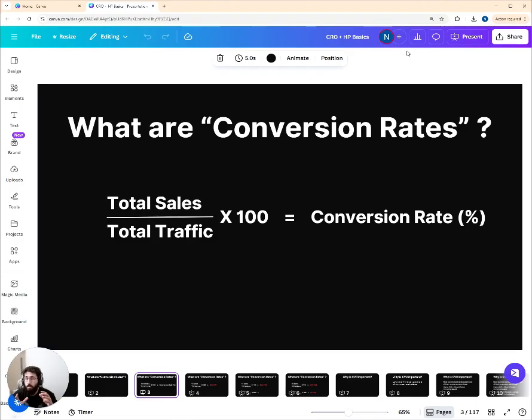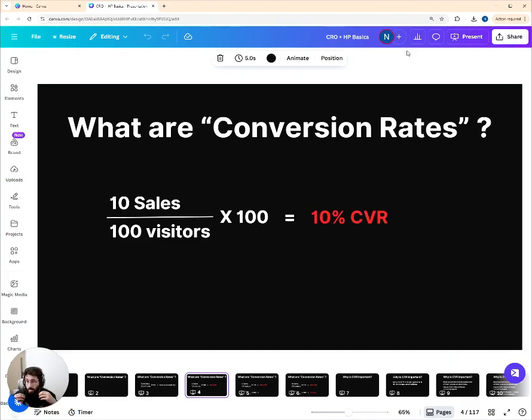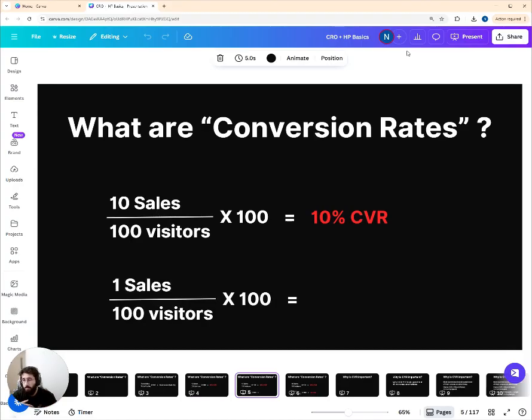In a nutshell, conversion rates are essentially the percentage of traffic that actually makes a purchase. And here's how you calculate it from a mathematical point of view. Now, that means that if you make 10 sales and 100 people visit your website, you have a 10% conversion rate, because 10% of everyone that visited your website made a purchase. Similarly, if you have one sale with 100 visitors, that means you have a 1% conversion rate, because out of the 100 people that visited your website, only one made a purchase.